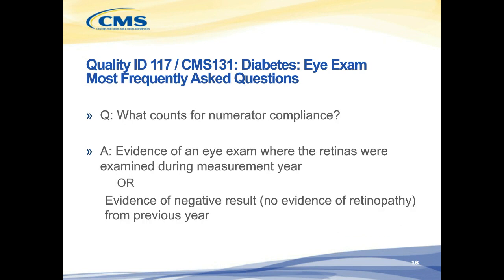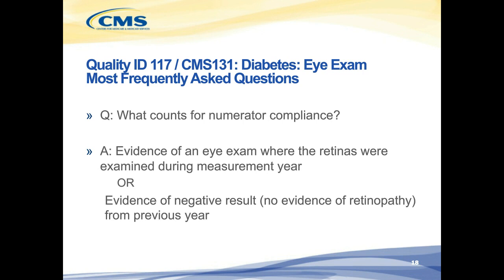As far as some frequently asked questions go, what counts for the measure when we're reporting this numerator? As I said, we're looking for exams during the measurement year that indicate the retina was examined, or an exam in the previous year where no evidence of retinopathy was found. An exam during the measurement year is going to count, and we're not concerned about the result during that year because we just want to see that there's an annual exam. If there was no annual exam, we want to see in the previous year that there was an exam, but that no evidence of retinopathy was found.